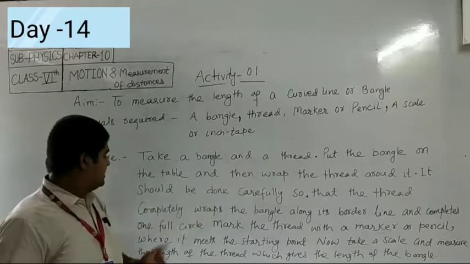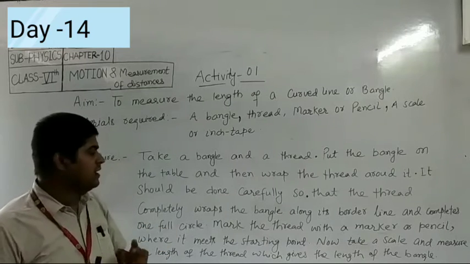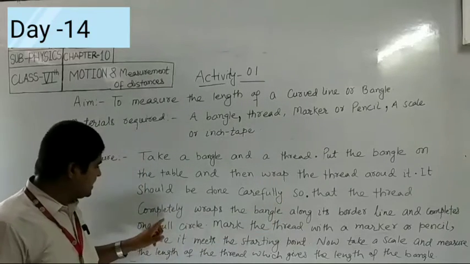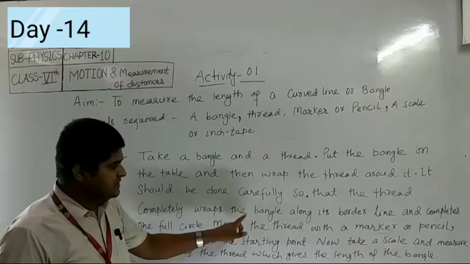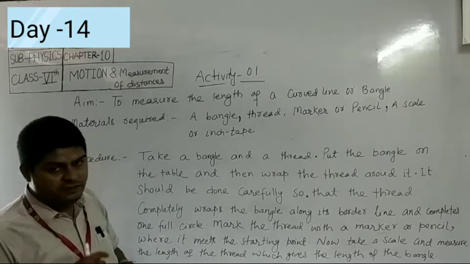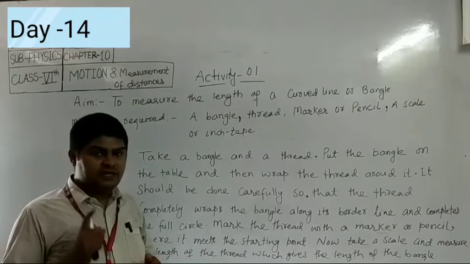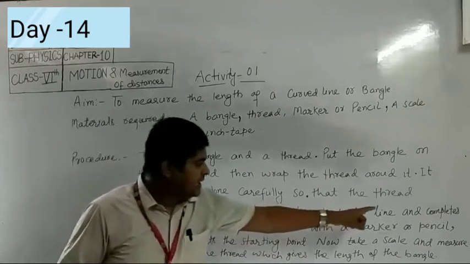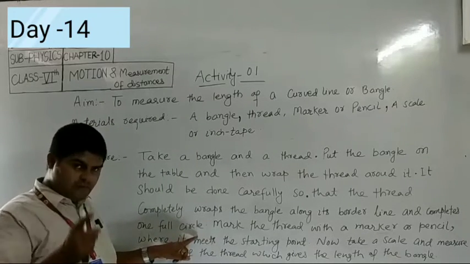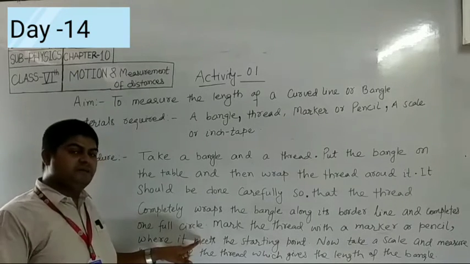It should be done carefully. That means you will be very careful while wrapping the bangle outside so that the thread completely wraps the bangle along its border line. You will not take two wraps or three wraps on the bangle. You will take simply one round and complete one full circle. That means you will take only one full round of the bangle. You will start from a point and end at that same point.